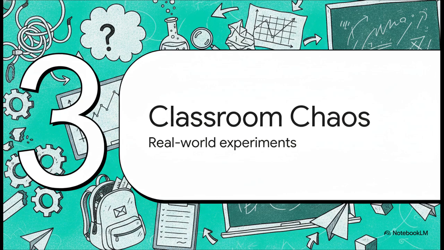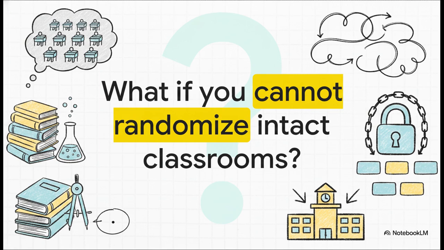Part 3. Real-world classroom chaos. Those psychological traps actually lead us perfectly into our next big challenge. What happens when we take our pristine, lab-like experimental designs and try to apply them in the messy, chaotic reality of actual schools? In a perfect world, sure, we'd randomly assign every individual student. But here is the reality check. What happens when you absolutely cannot randomly assign your participants because they are already locked into intact classroom schedules? You can't exactly just reshuffle an entire high school for the sake of an applied linguistics experiment, right?